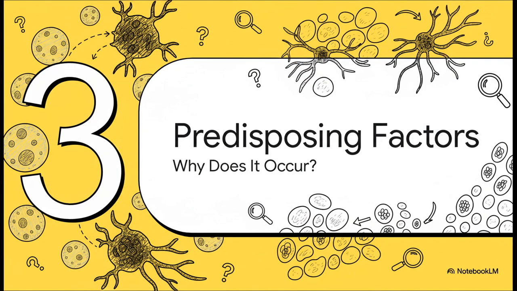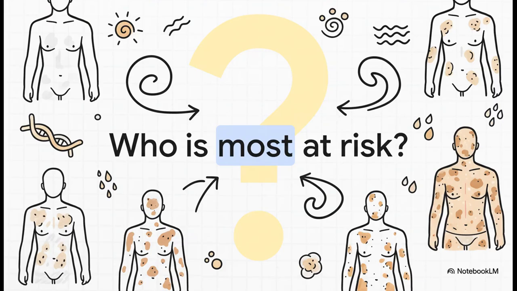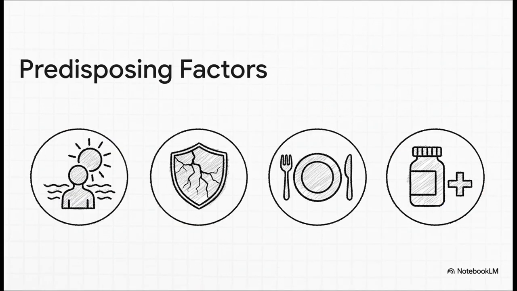So, that leads to a pretty important question. If this yeast is just hanging out on our skin normally, what makes it suddenly decide to cause a problem? Let's dig into the predisposing factors. The question we need to be able to answer for our patients and for ourselves is, who is most at risk? Now, what's interesting is that Pityriasis versicolor can and often does pop up in perfectly healthy people. But there are definitely factors that create a more welcoming environment for the yeast to overgrow.